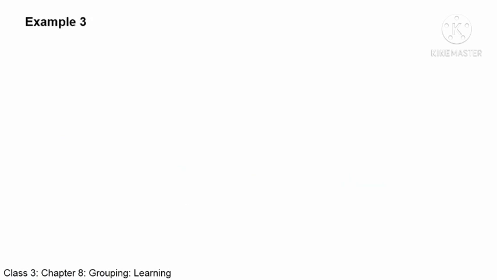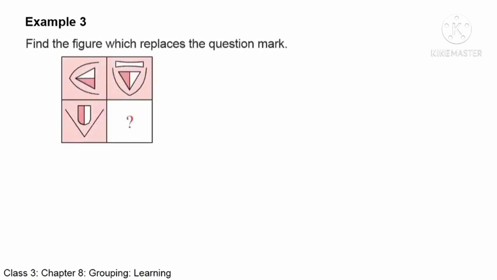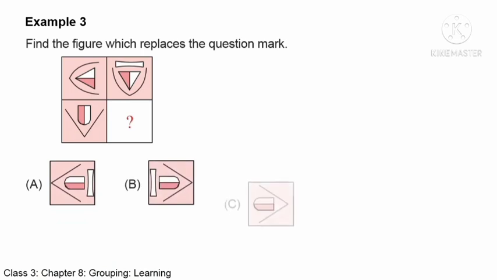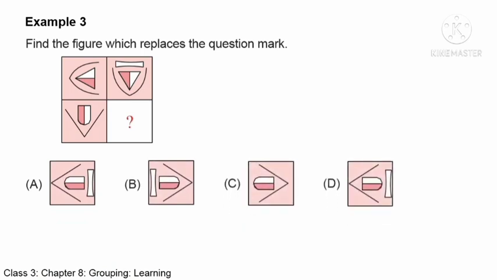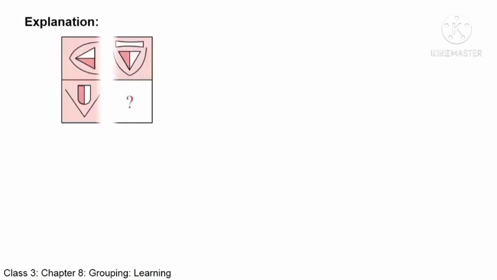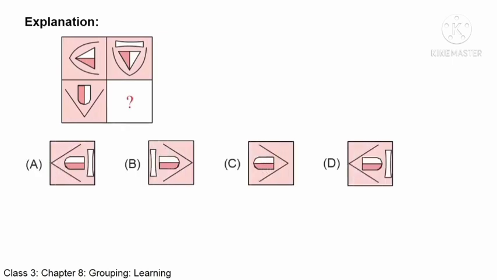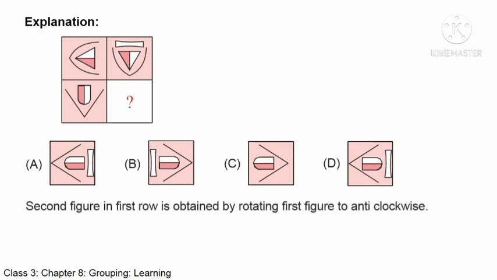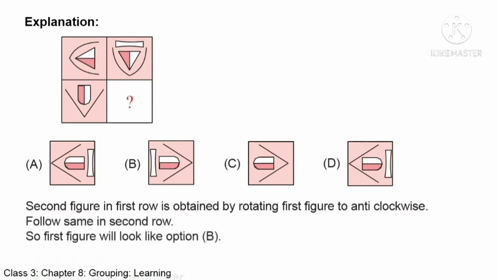In this example, find the figure which replaces the question mark. Is it option A, B, C, or D? If you notice the first row in the question figure, the second figure in the first row is obtained by rotating the first figure anti-clockwise. Follow the same in the second row. Rotate the figure anti-clockwise and add a bar. So the answer will look like option B.